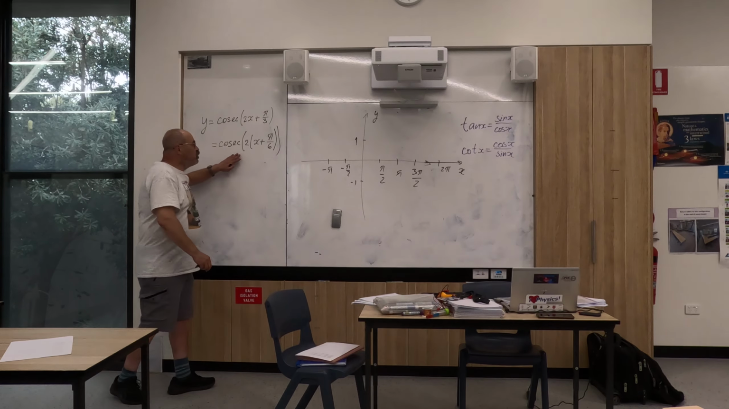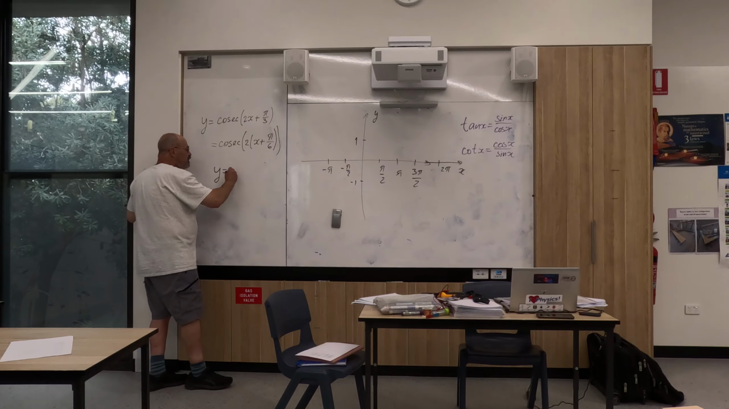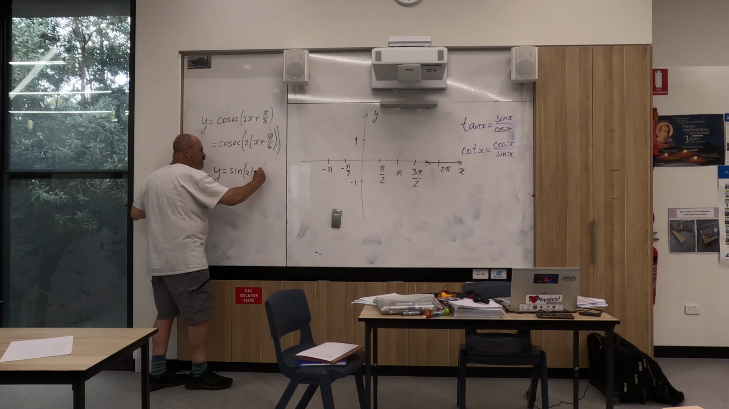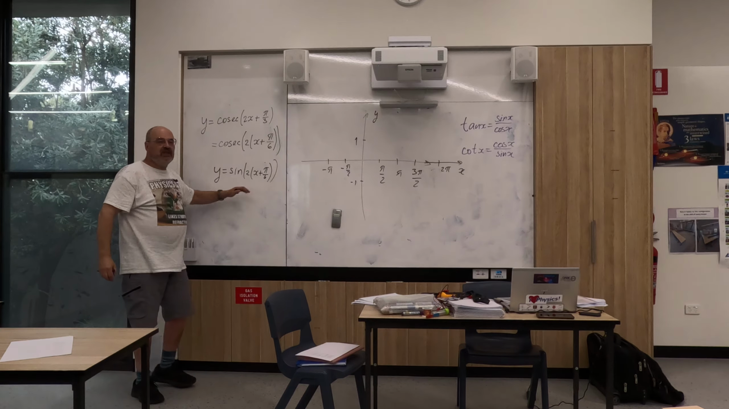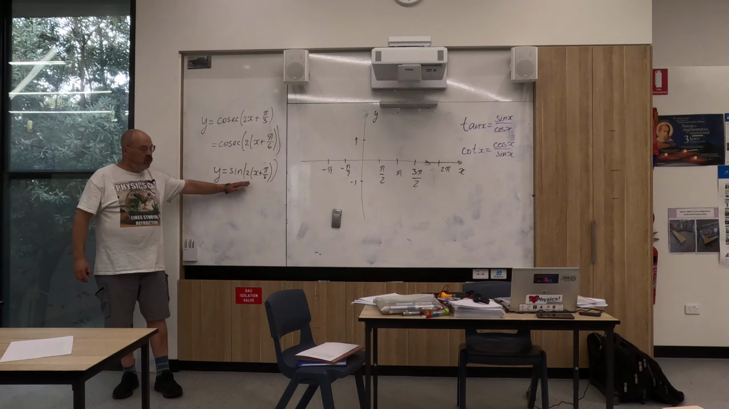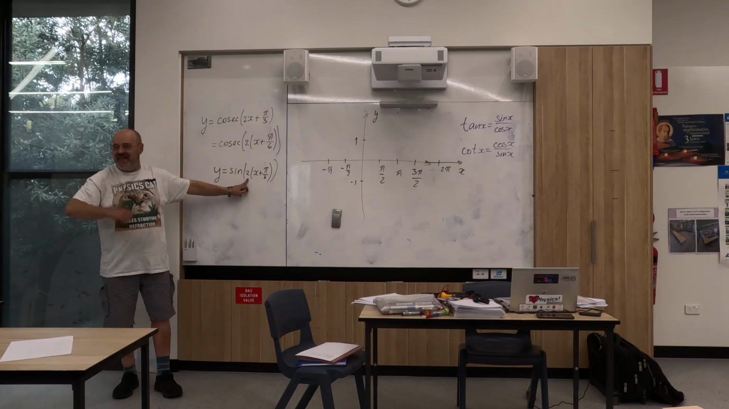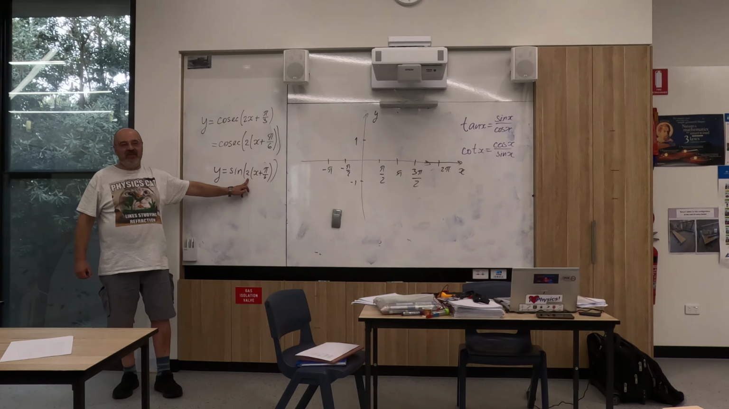So, first of all, if you're sketching y equals sine of 2x plus pi on 6, what will be the period of this? Pi. The period will be pi. It's because what kind of transformation is this? Dilation by factor of 1/2 from the y-axis.